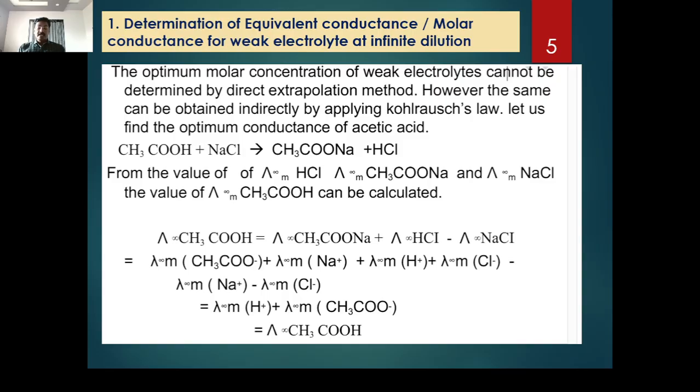Here in this case, the equivalent conductance at infinite dilution for a strong electrolyte can be calculated using the graphical method, but the graphical method is not applied to weak electrolytes as they are very slightly ionized. But Kohlrausch law can be used to determine the equivalent conductance at infinite dilution for a weak electrolyte. Suppose we consider the determination of the equivalent conductance of weak acetic acid.